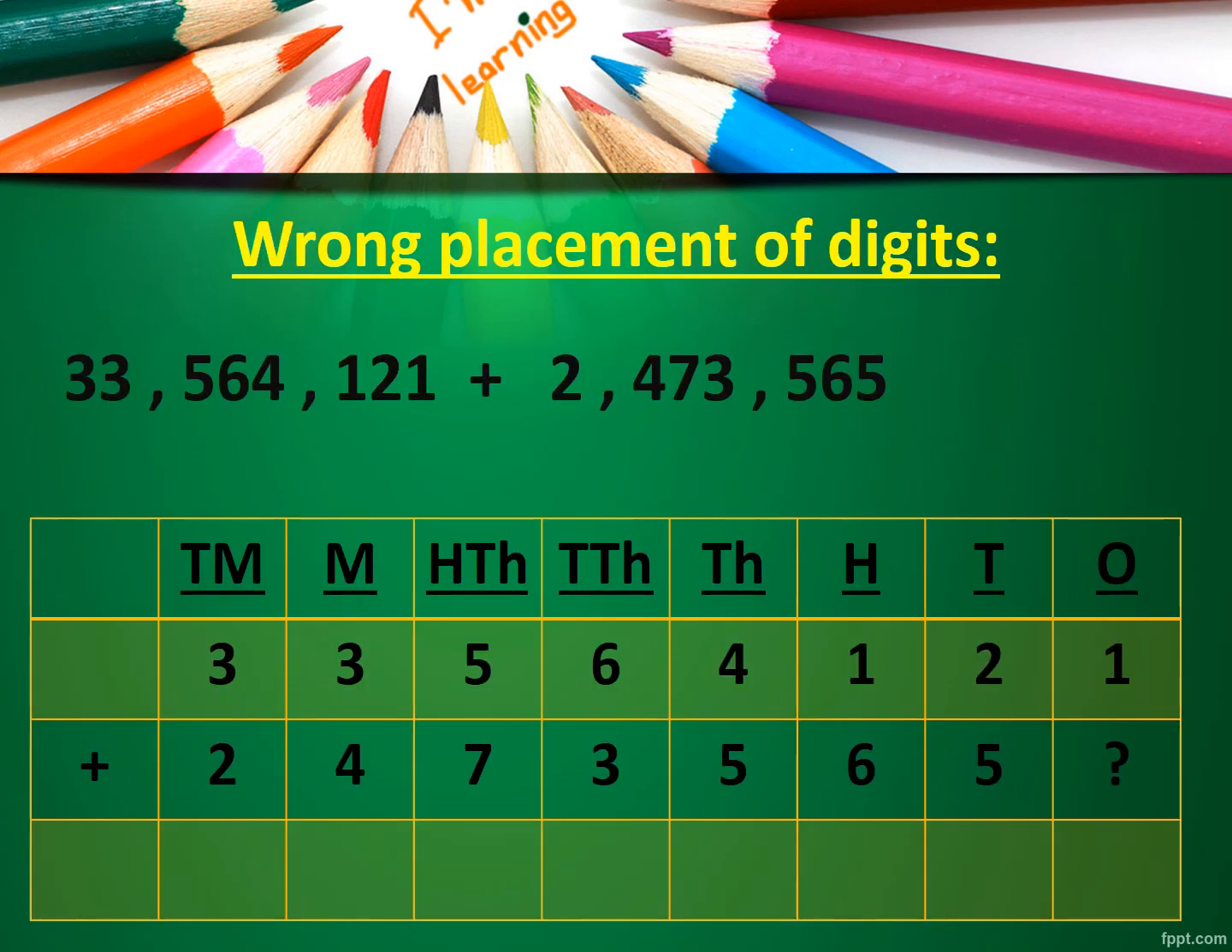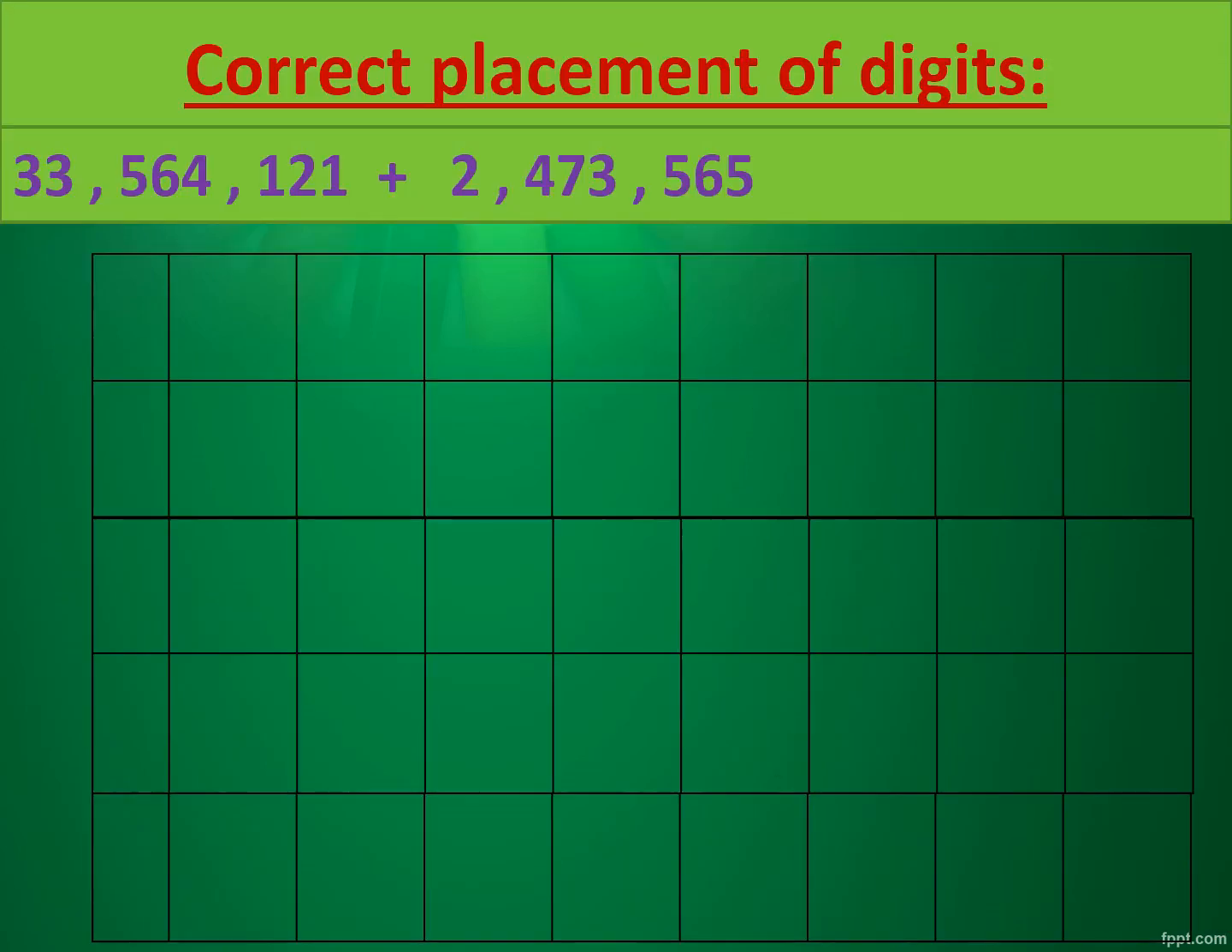Wrong placement of digits. As we know, we always start writing numbers from the ones column on the right side. So this is an incorrect way of placing digits of the second number. Remember one thing, if we line up the ones place of two numbers correctly, then all the other digits will be lined up too. Correct placement of digits.